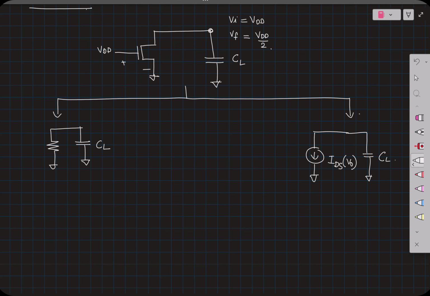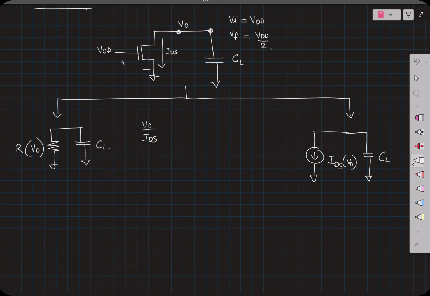There is some current IDS flowing through this, right? And there is some voltage V0 at that point. If I do V0 by IDS, I will have a quantity which has the dimensions of a resistor, right? So for a given value of V0 and IDS, I do V0 by IDS and I put a resistor here, right? And then I can replace this. Now, if the value of V0 changes, the value of IDS will also change, right? And then I can have a new value of the resistance here, right?